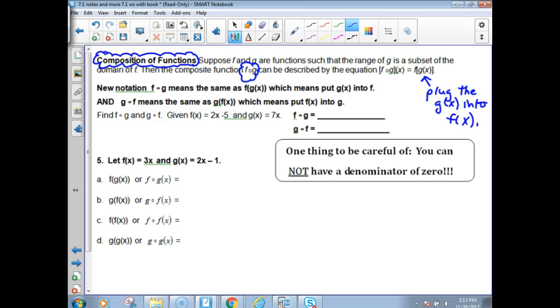All right, what gets confusing on these is there's lots of x's. Both functions have x's in them, so it makes that a little bit confusing. So hopefully you'll be focused here and go with me and practice this. So the new notation, f circle g, means the same as f of g of x. So whenever you see this, you can rewrite it like that if that helps you. Which means to put g of x into the f function. And g of f means put the f function into the g function.